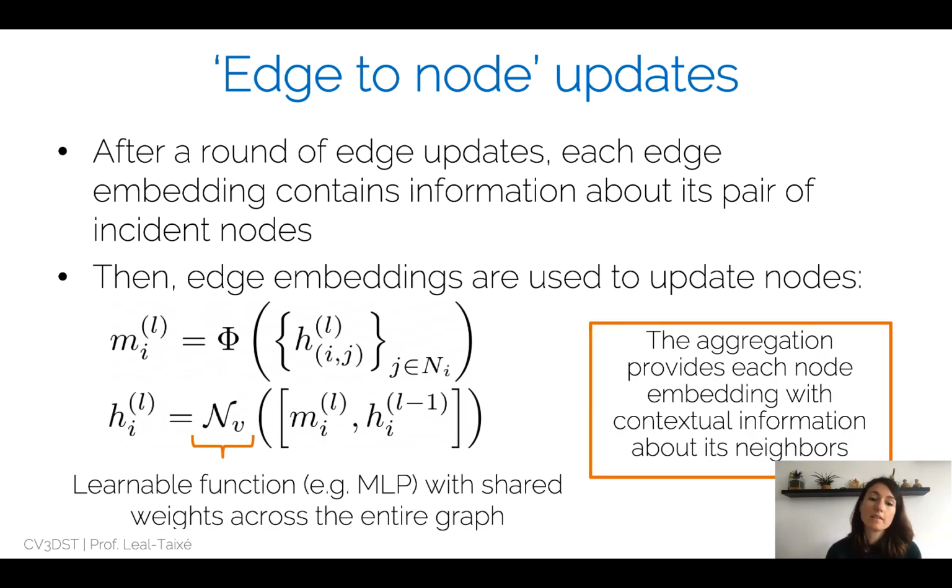And once I have this message, same as before, I can, for example, concatenate it with the hidden state of the node in the previous time step, pass it through a nonlinearity, and then update the embedding. So again, this aggregation step and this passing through the nonlinearity is going to update the node embeddings, and it's going to add contextual information about the neighbors. So this is very similar in spirit to what we had before, just that now we divide it into 2 steps. First updating the edges, and then the edges update the nodes.